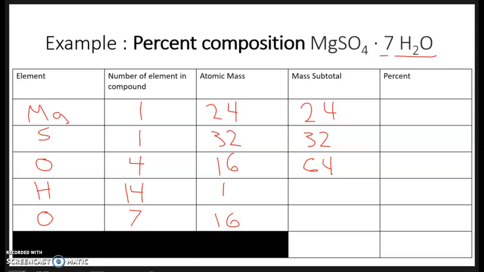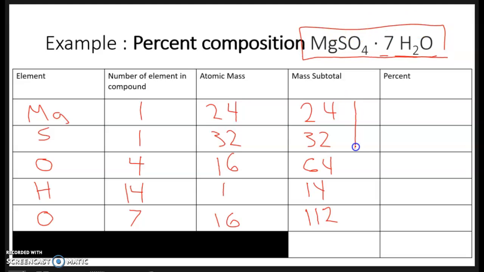14 hydrogen atoms, each of them with a mass of 1. That means the subtotal here is 14. And 7 times 16 is going to give me a mass of 112. Okay? Now this is the subtotal for each element. If I wanted to get the total mass, the formula mass, or the molar mass, but the total mass of the entire formula, everything in here, I would add all of this up.